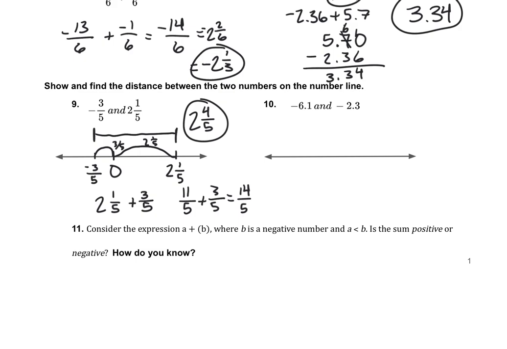Okay, for number 10, both my numbers are negative. I have negative 2.3, which is closer to 0, and then negative 6.1, which is further away. And I'm asked, what is this distance right here? Now we kind of have to think the opposite, right? I know from here to here is 6.1 units away, and I know that this distance is 2.3 units away, meaning how much is left to go before I hit 6.1?